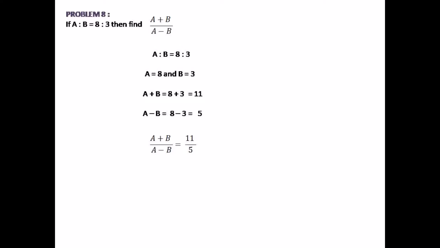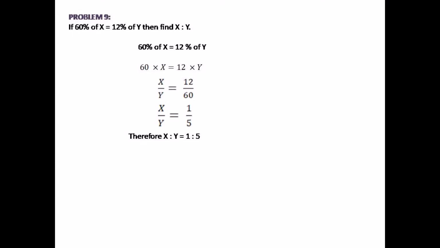If a is to b equals 8 is to 3, then find a plus b divided by a minus b. Given that a is to b equals 8 is to 3, that is a is 8 and b is 3. a plus b is 8 plus 3 equals 11. a minus b is 8 minus 3 equals 5. Therefore a plus b divided by a minus b equals 11 by 5.